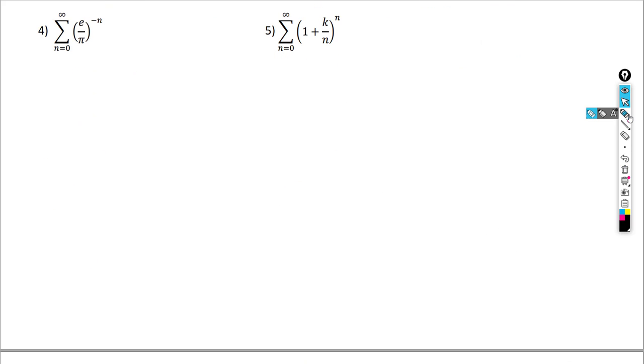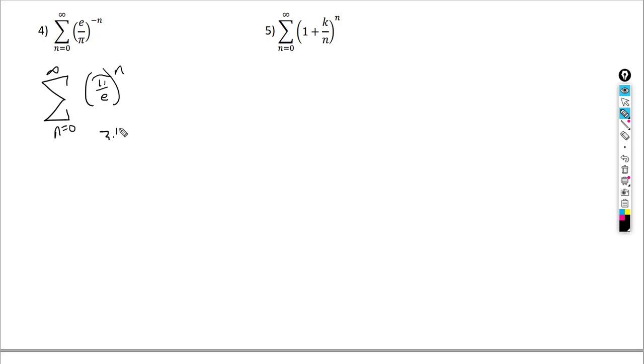Okay, let's go on to number 4. Let's look at it. This is the same as the sum from n equals 0 to infinity of pi over e to the n. Okay, well, what is pi?